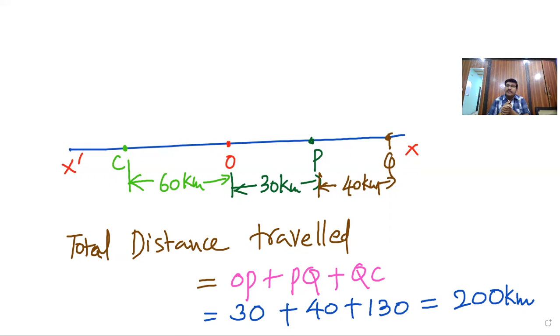Clear? So what we have discussed in this session? What is distance? Distance is path length traveled. It is a scalar quantity, no direction, only magnitude. Magnitude is the complete length traveled. And the units are kilometers, meters, centimeters. Dimension is L, M to the power of 0, L, T to the power of 0. And finally, we have seen with certain examples the distance. Is it clear? Hope you have understood.